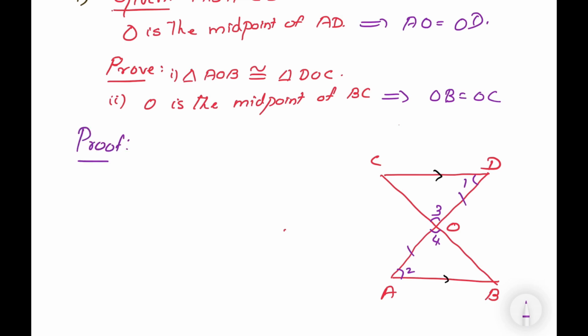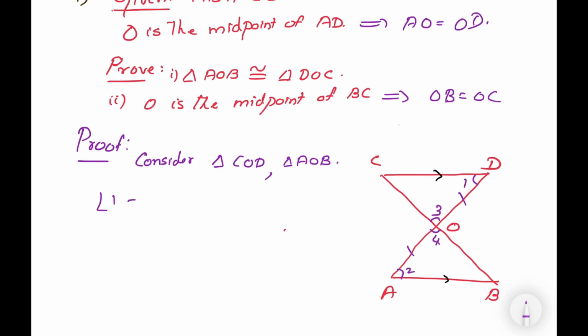So now we are going to use ASA. While writing the steps, we will write them in the same sequence. So before starting, you find out what data is available and which criteria you are going to use, and you write it in the same sequence. So we will start with, consider the triangle COD and triangle AOB.